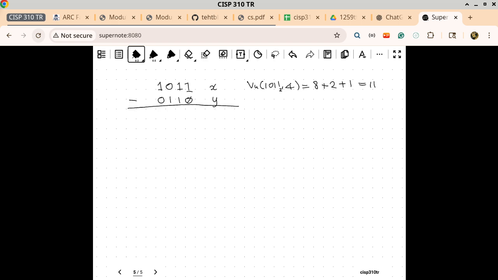All right, cool. So what about the next one? VU of 0110 in base 2. That one is just 4 plus 2, which is 6. So now we ask the question, is x less than y? The answer is no, it is false, because 11 is not less than 6, right?